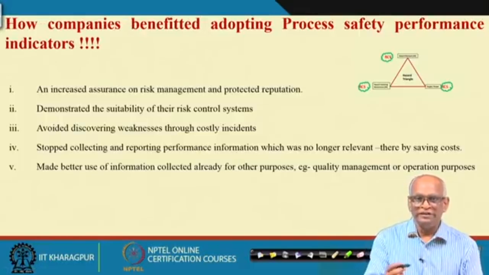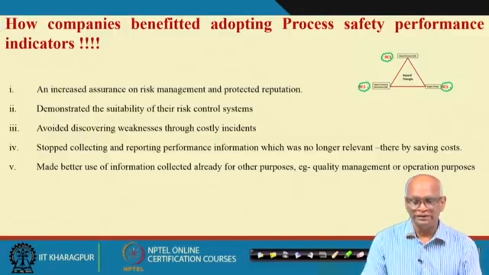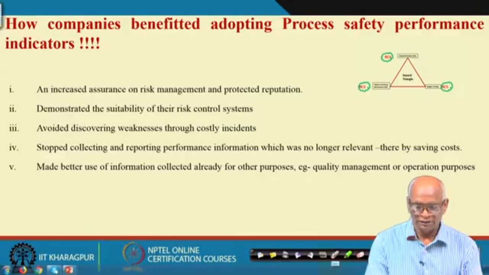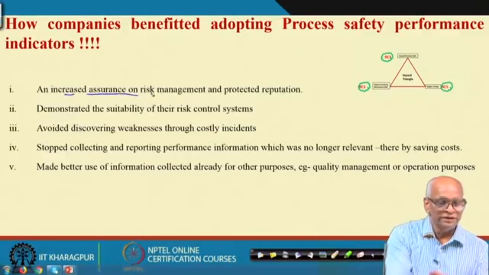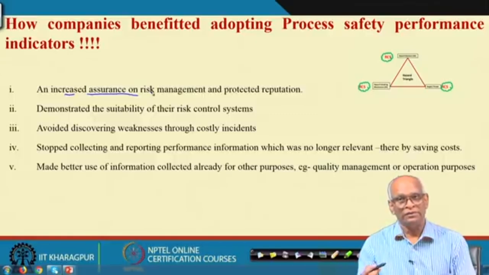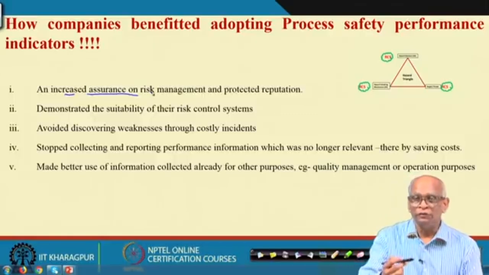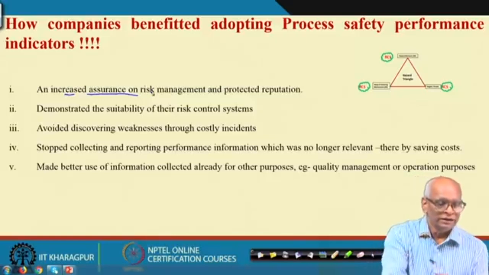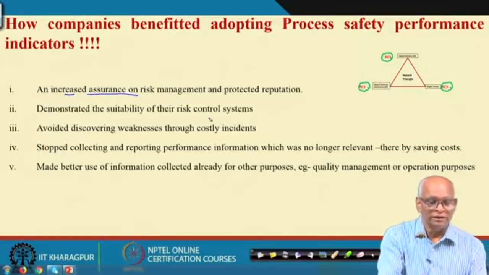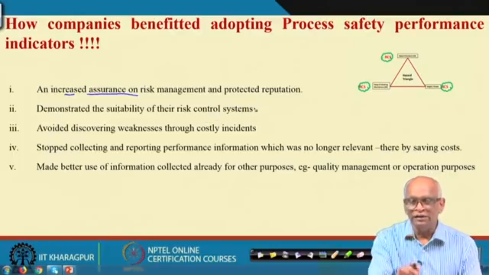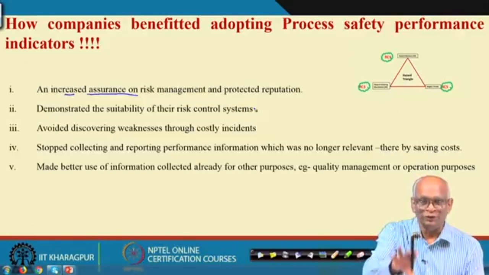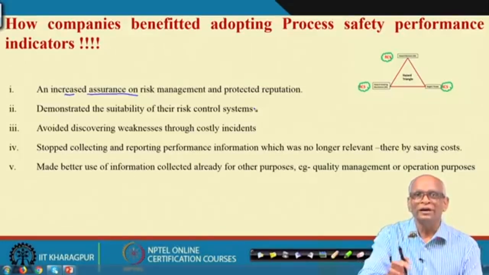How are the companies benefited by the safety performance indicators? Increased assurance to the risk management system. It will give you more assurance that the risk management system is working correctly, and what improvement should be done. They demonstrate the suitability of their risk control systems. It will tell you, yes, my risk control systems are doing very well, or my risk control systems need improvement.